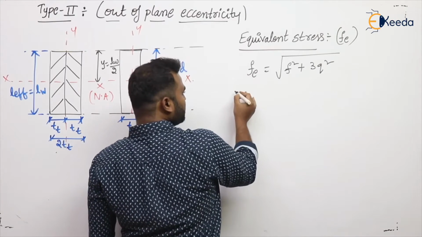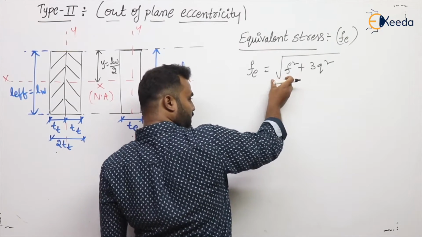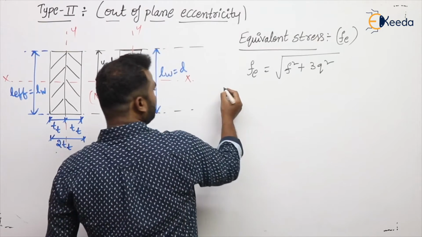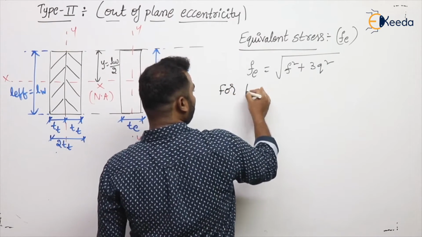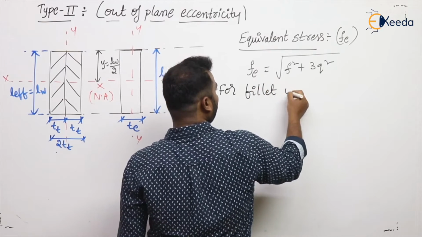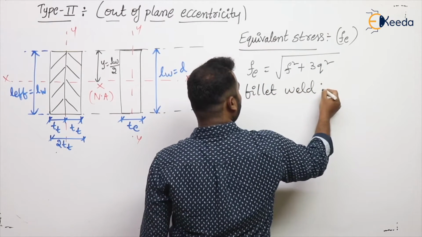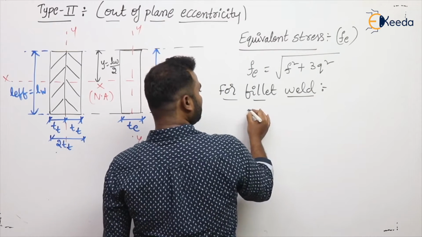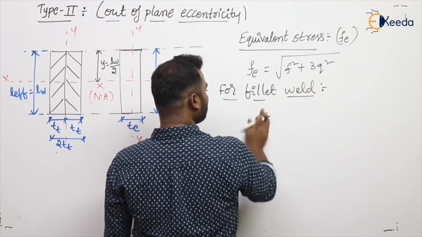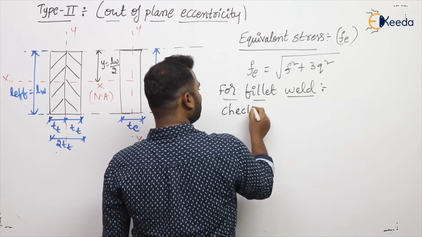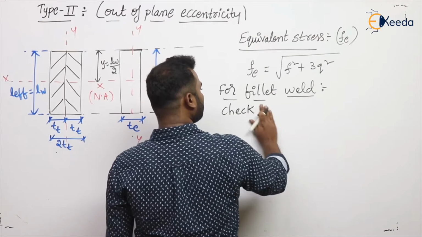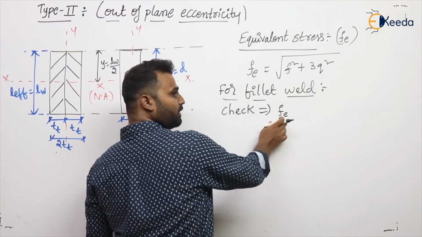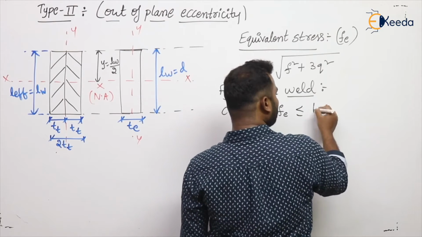Now, not only this formula, in relation to this formula there exist some checks and provisions mentioned in the code. What are those? Let us see. For fillet weld, this equivalent stress, there exists one check. In case of fillet weld, this is the check we need to carry out: this equivalent stress should be less than or equal to design shear stress.